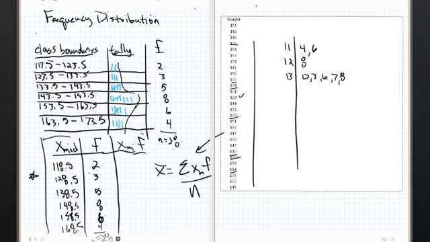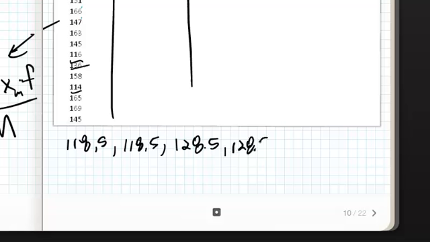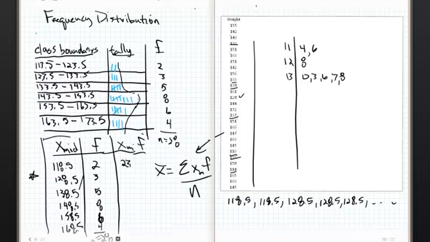Because think about it. Again, in absence of the data, if we wanted to list our data per the frequency distribution, it would be 118.5, 118.5, 128.5, and this would be 3 times, so 128.5, and another 128.5, and then et cetera, until we picked up all 28 of our data values. That's really what this says. It's the sum of this times this. This would be 137 or 237? I can't do that in my head quickly.